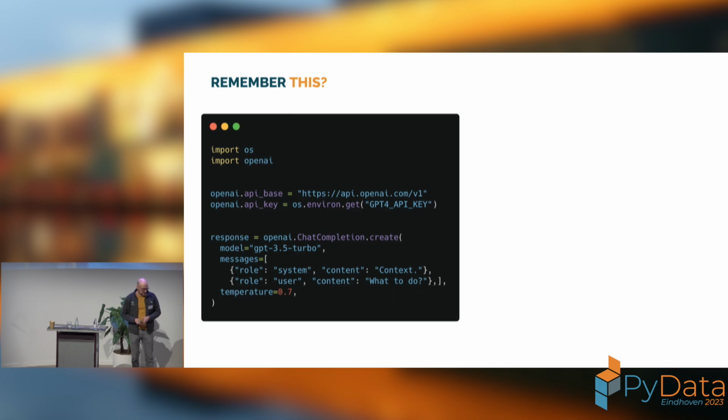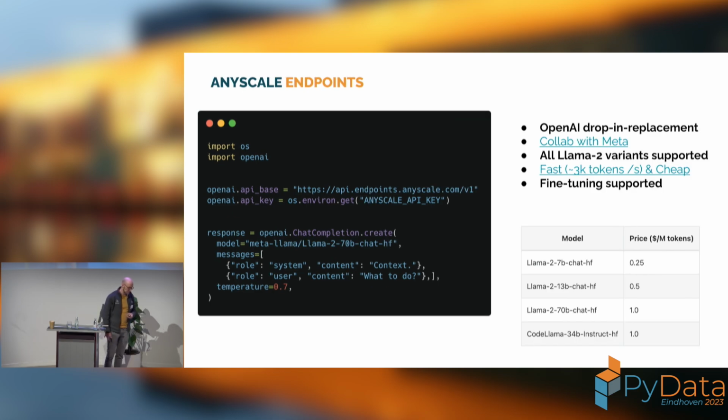All right, now what? Remember this? This is the OpenAI Python client. This is how you interact with OpenAI, right? And if you look closely, skipping to the next slide, if I just replace the OpenAI API key with an Anyscale API key, and I change the model from GPT 3.5 Turbo to Llama 2 70B or 13B or 7B or the Code Llama model, I can basically do the exact same thing. So we're basically hijacking the OpenAI API.